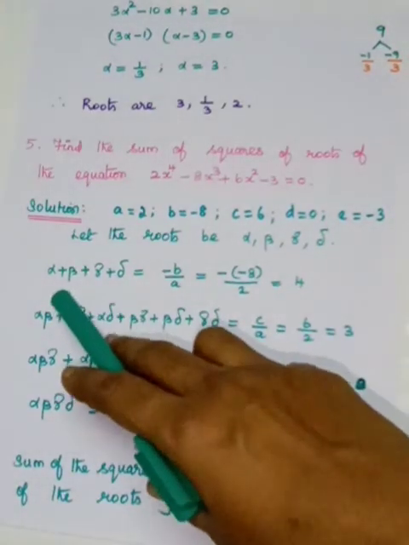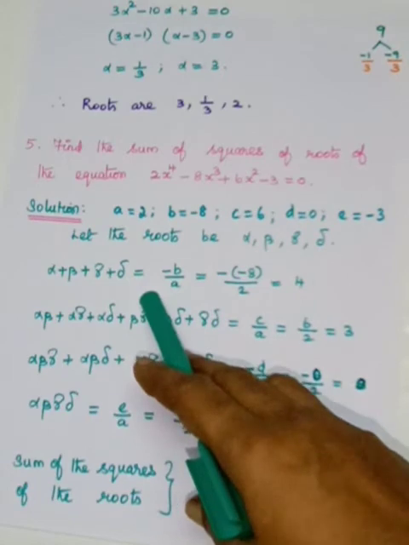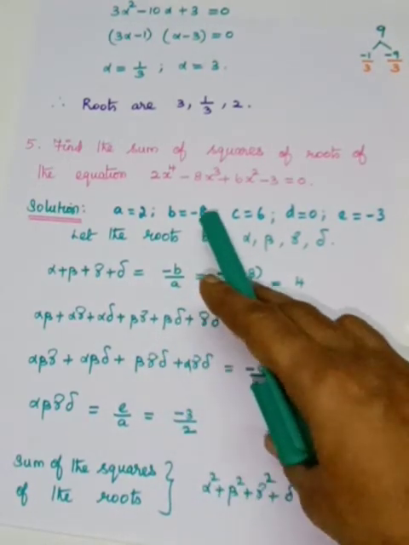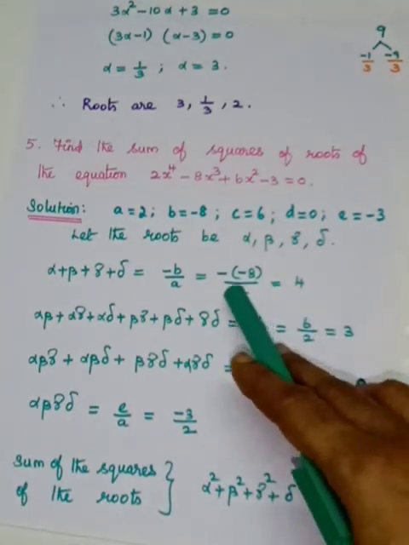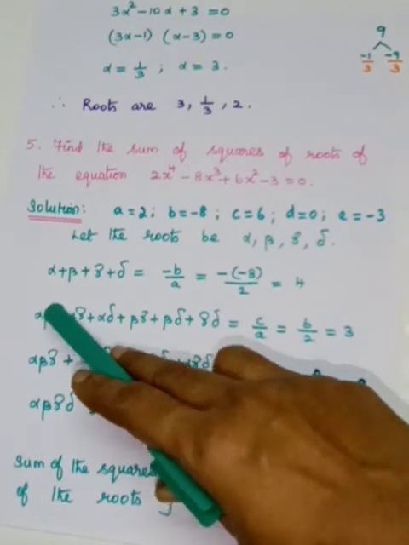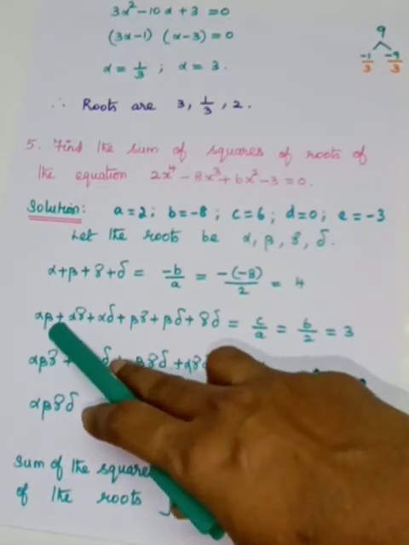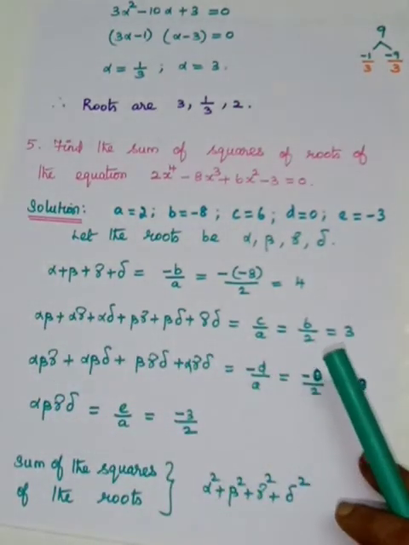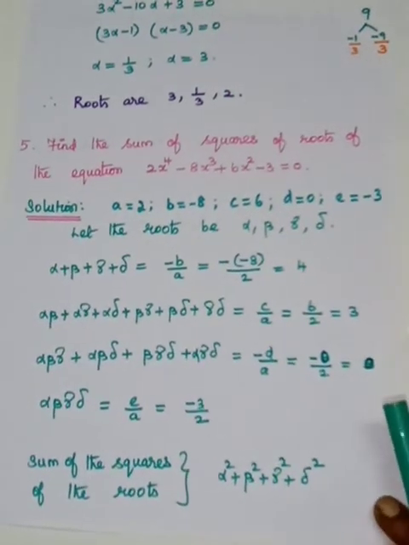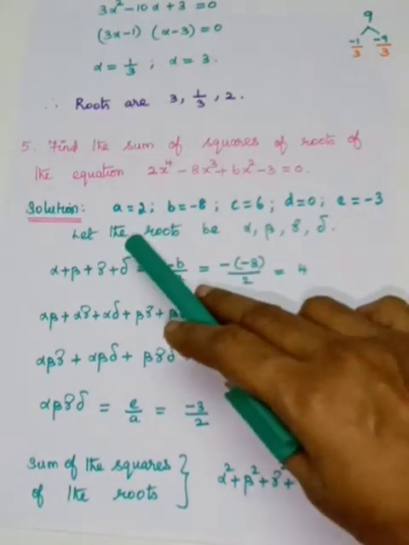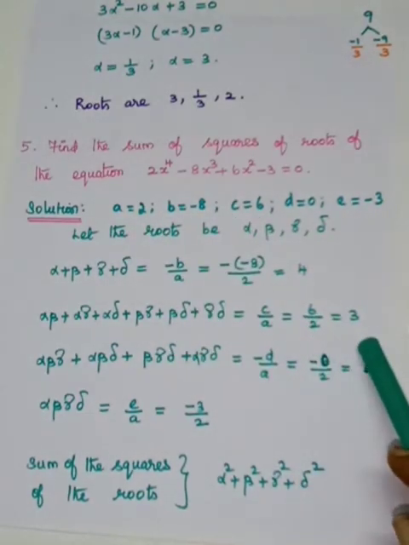First you have to take the sum of the roots taken one at a time. That is alpha plus beta plus gamma plus delta is equal to, the formula is minus b by a. Minus of b is minus of minus 8, so 8 by a, which is 2. That is 4. Next, the sum of the product of the roots taken 2 at a time. You will get 6 terms: alpha beta plus alpha gamma plus alpha delta plus beta gamma plus beta delta plus gamma delta. The answer is c by a. Your c is 6, a is 2. So 6 by 2 is equal to 3.